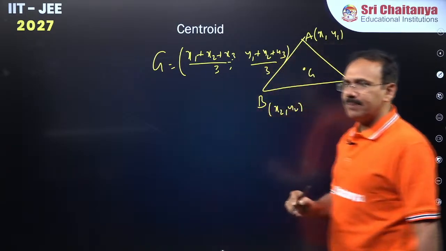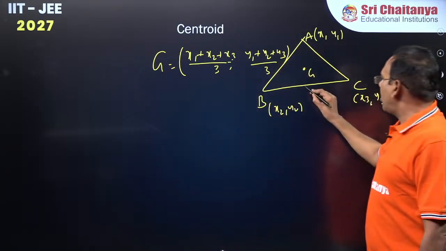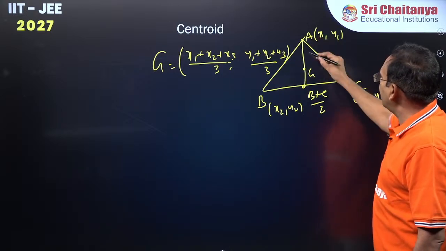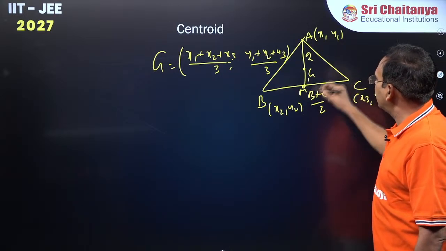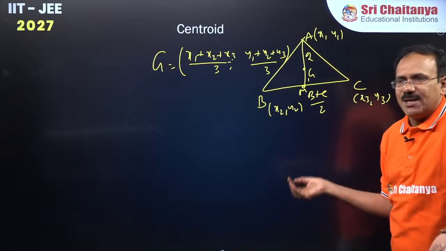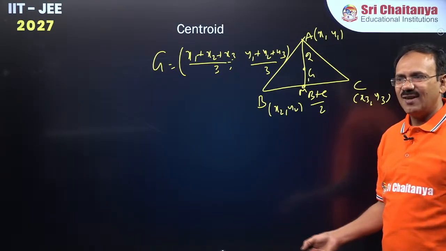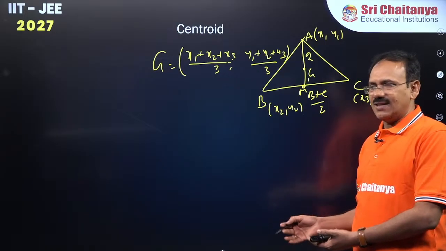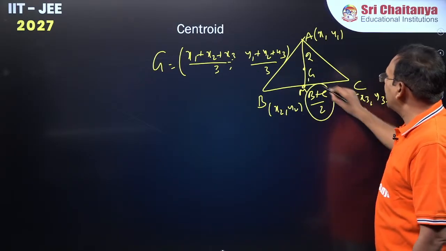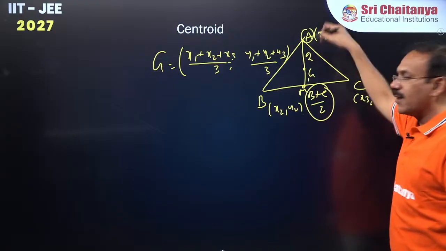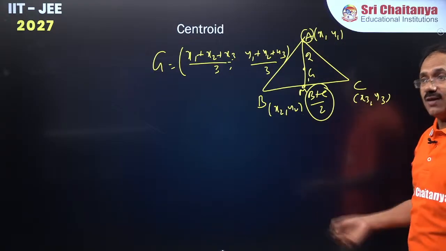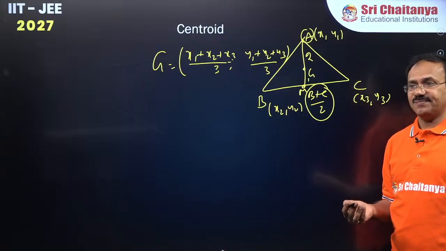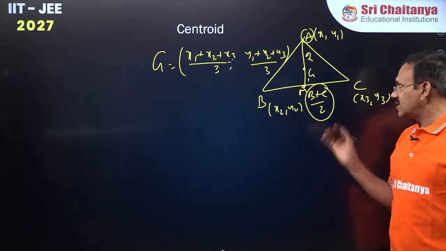Proof is also simple, guys. Midpoint M is nothing but (B plus C) by 2. You just find the point which divides AM in the ratio 2:1. You will get (A plus B plus C) by 3. That's all. Proof is very, very simple in fact. So midpoint is (B plus C) by 2. This is A. Find the point which divides this in the ratio 2:1. You are going to get the answer. Right, everyone? Clear? So this is centroid.